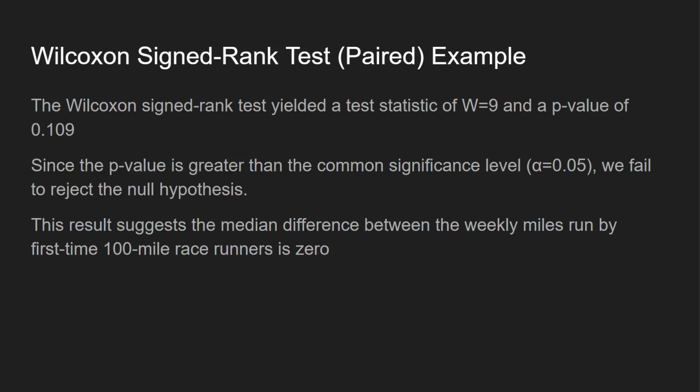And finally, we get a p-value of 0.109. And since the p-value is greater than the common significance level, 0.05, we fail to reject the null hypothesis. This result suggests the median difference between the weekly miles run by first time 100 mile race runners is zero.